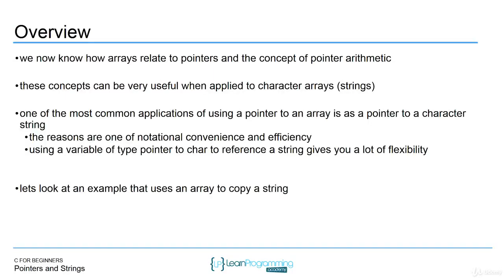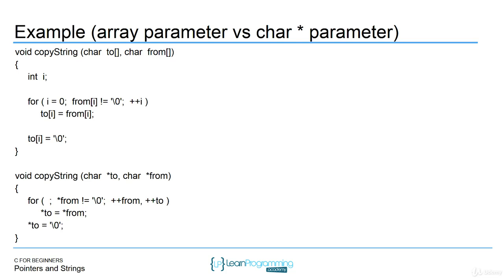So let's look at an example that uses an array to copy a string. In this example, our array parameter is going to be a character array. You'll see that right in the function declaration. I want to compare this to a function that takes a character pointer and show you how the character pointer function is a lot more efficient. So in this example, we have two functions, one that takes an array and one that takes pointers.